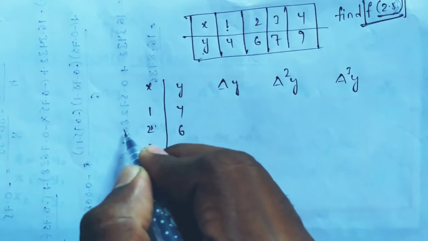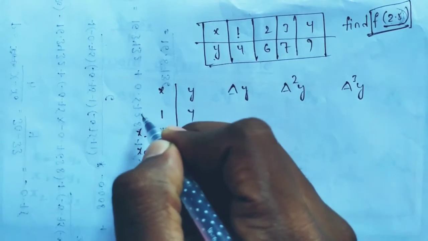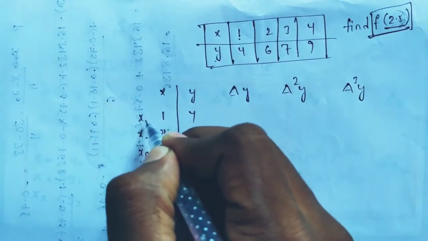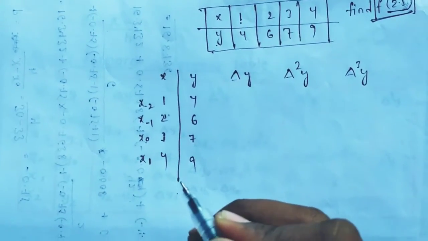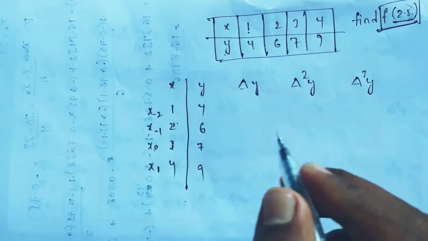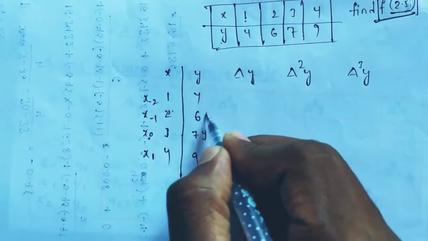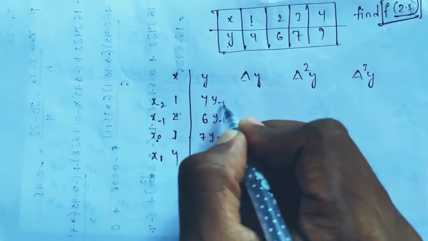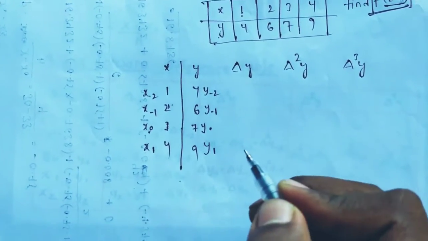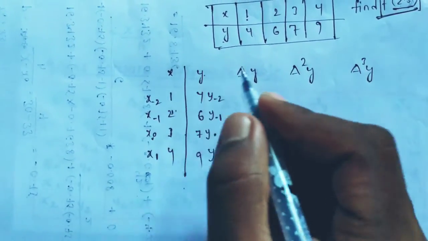The value before x0 is represented as x minus 1, the one before that is x minus 2, and the value below is x1. In this way we represent the values, and similarly the corresponding y values are y naught, y minus 1, y minus 2 and y1. In this way we can choose the values of x and y.